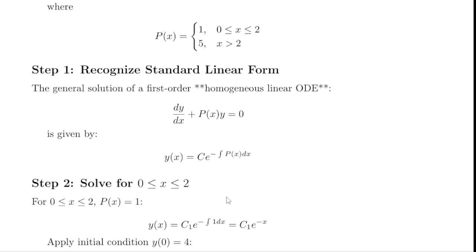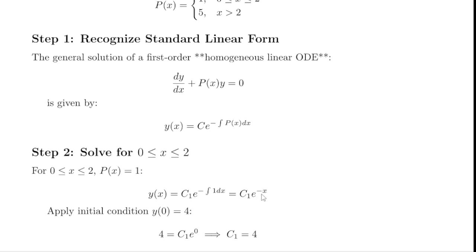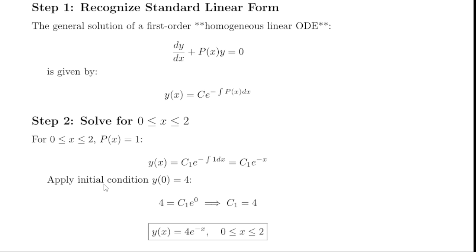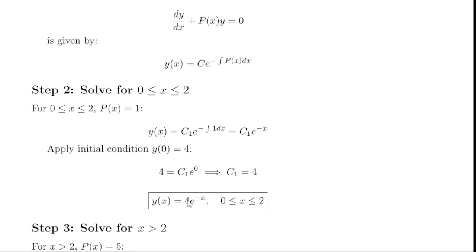So we're first going to be looking at the interval from 0 to 2. p(x) is 1 there, so we could just plug in 1 inside the integral to get the constant times e to the negative x. Now we can apply the initial condition that y(0) is 4. So you have 4 is equal to c1 times e to the 0, which means c1 is 4. And so y is going to equal 4 times e to the negative x when x is between 0 and 2.